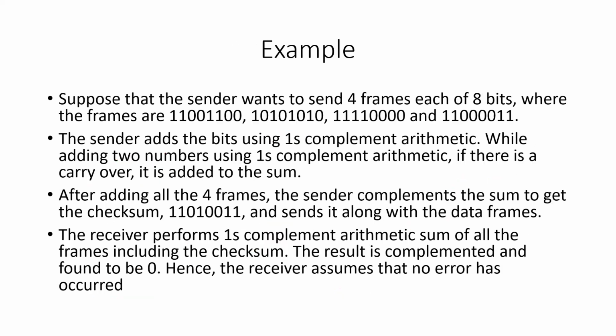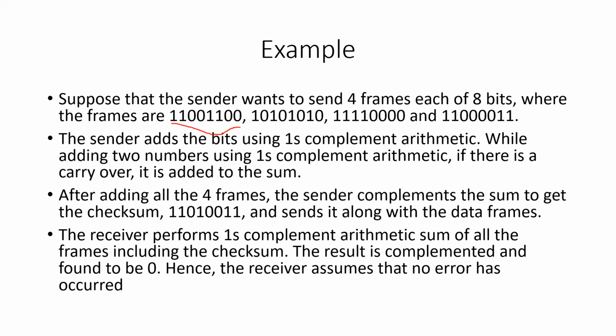Okay, next we'll see another example. Let's suppose these many frames are there: 11001100, 10101010, 11110000, 11000011. So what we are doing is we will first of all add all the bits and we'll complement it. The sender adds the 4 frames using one's complement arithmetic. While adding two numbers using one's complement arithmetic, if there is a carry over, it is added to the sum.